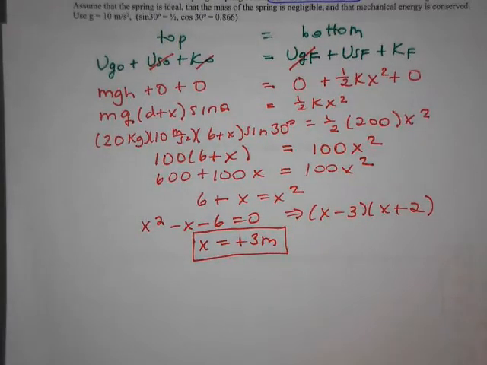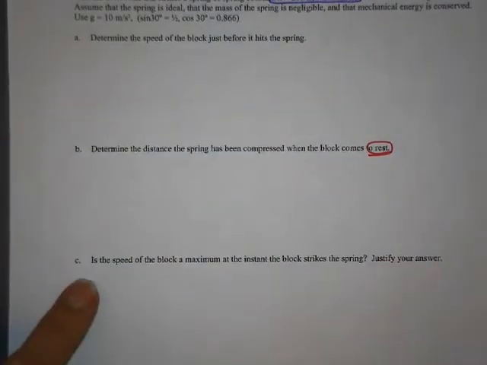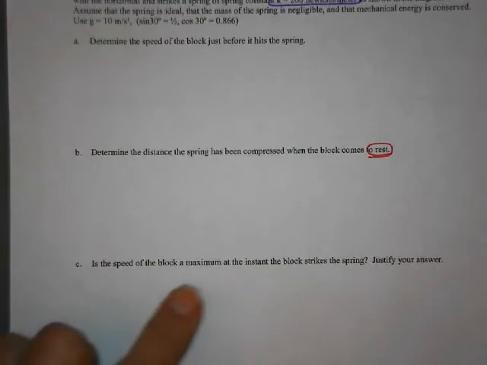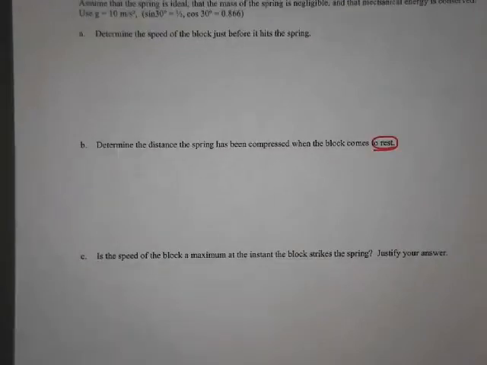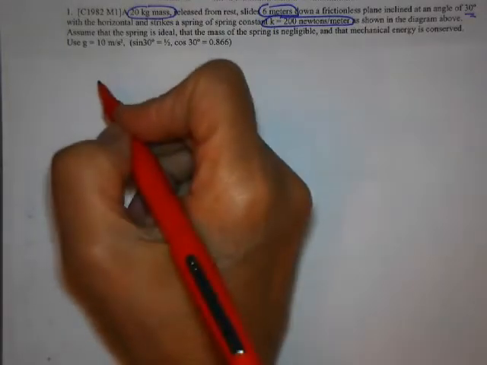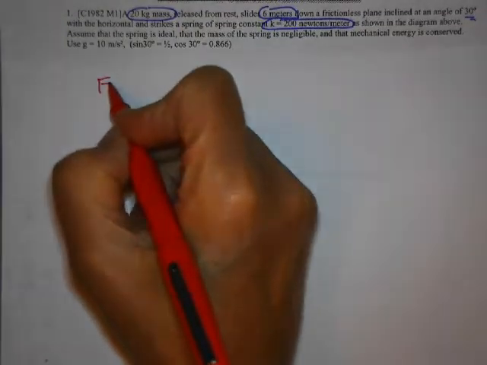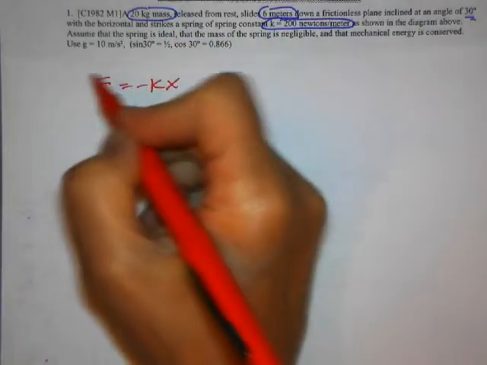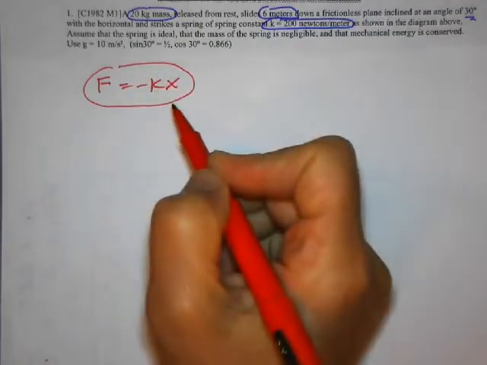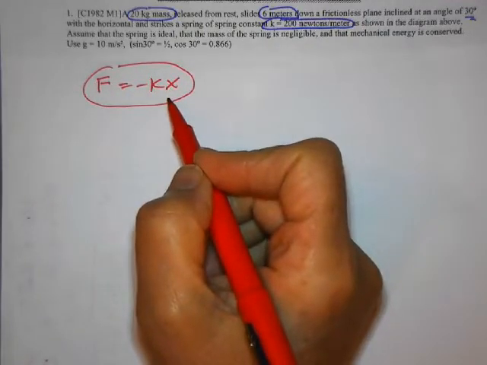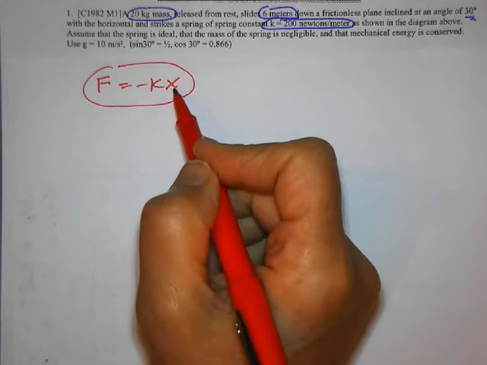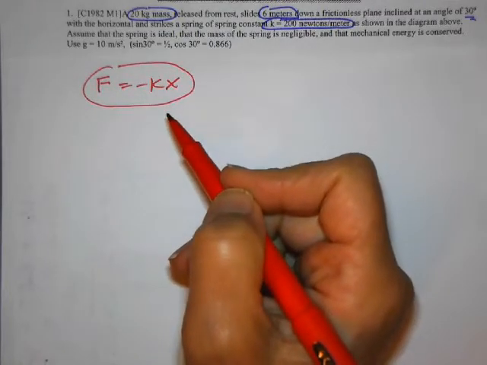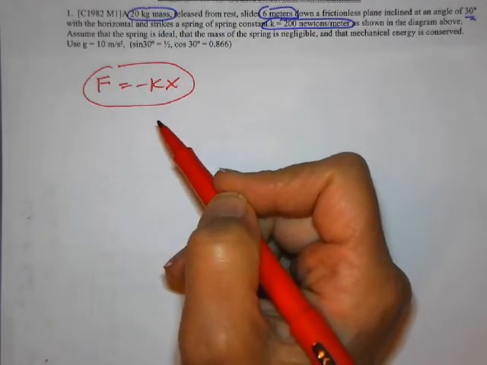All right, let's look at the last part of this problem, part C. Part C says, is the speed of the block a maximum at the instant the block strikes the spring? Justify your answer. So we know with Hooke's law, F is equal to minus kx. So the spring force, if you look at this equation, the spring force increases as the compression of the spring increases. How do we know that? Well, when you look at the equation, you can see that they're directly proportional.